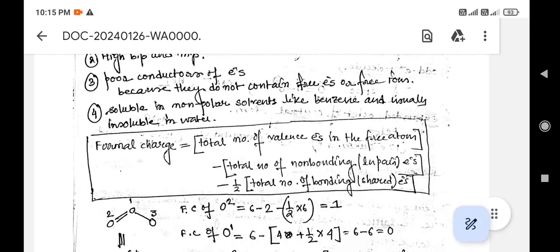What is called formal charge? Formal charge is basically the total number of valence electrons in the free atom, minus the total number of non-bonding electrons, that means lone pair electrons, minus half of the total number of bonding electrons that are shared.